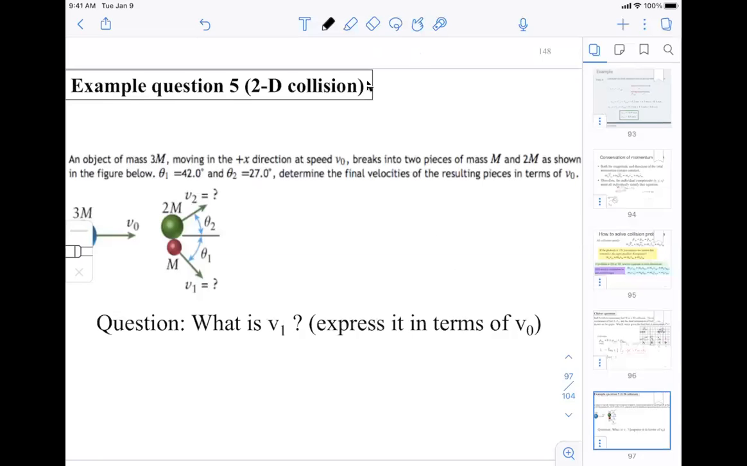Okay, so hopefully you're still with me. Particle collisions, like I said earlier, things like this, 1 atom splits into 2. So here we have 1 object of 3M that splits into a 2M and a 1M, but they're now moving in different directions, okay? So it gives me the angles theta 1 and theta 2, and asks what is V1, and also what is V2? Okay, so let's solve this question together.